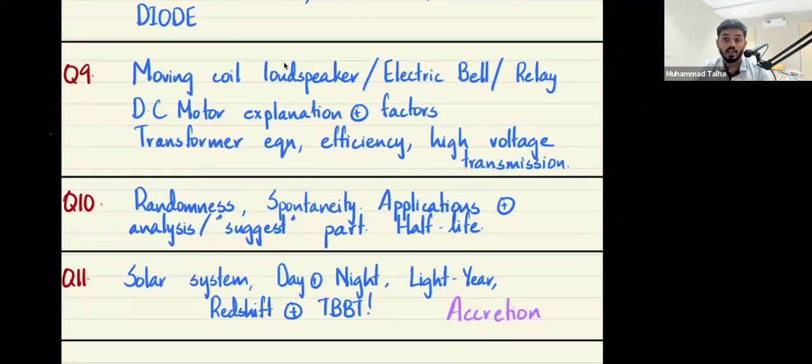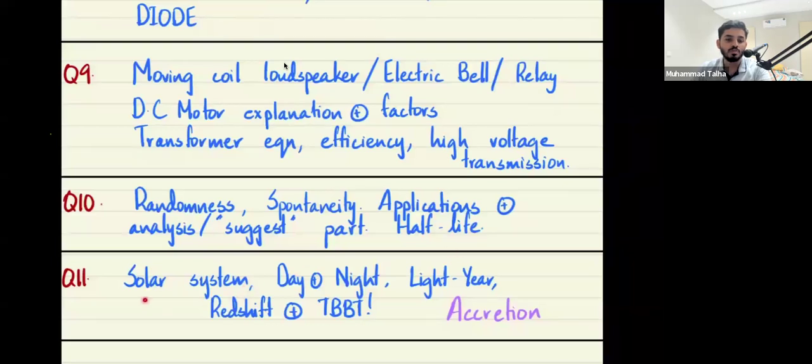Question number 10 is related to nuclear physics, so randomness, spontaneity, applications and analysis. Some suggest parts where you have to talk about how such a half-life would affect how much decay takes place, and the half-life calculation like the one we did, that could come in.